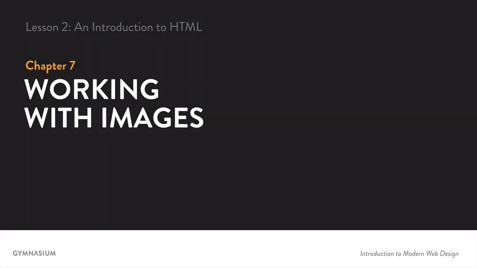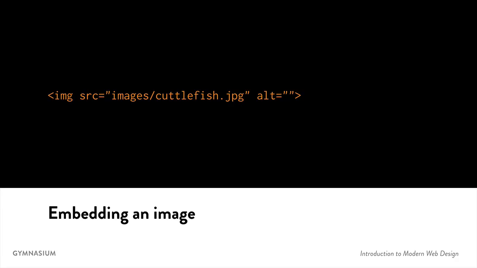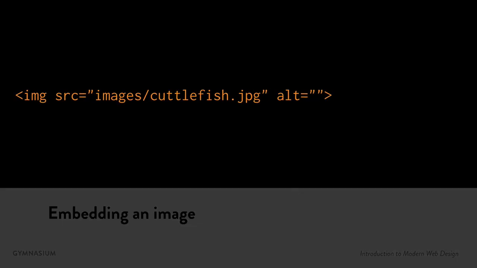All right, welcome back. In this chapter, we're going to talk a little bit more about working with images. Now, we've seen quite a few examples of the image element already, and we know that IMG is used to embed image content. We've seen that a bunch. Here we have a brief recap for you. We've got the IMG element with a source attribute pointing to where the image exists, and then the alt attribute.